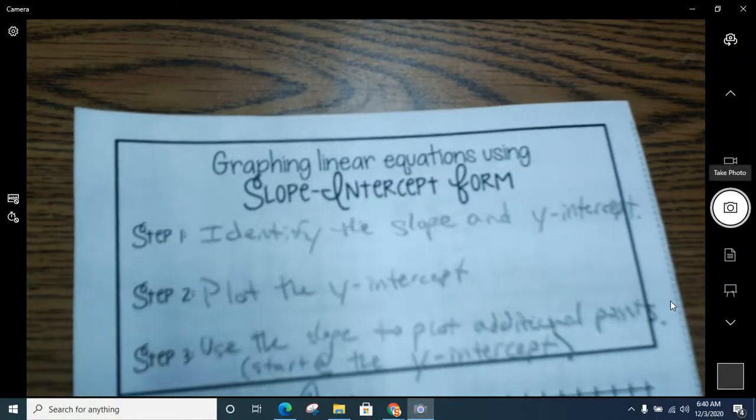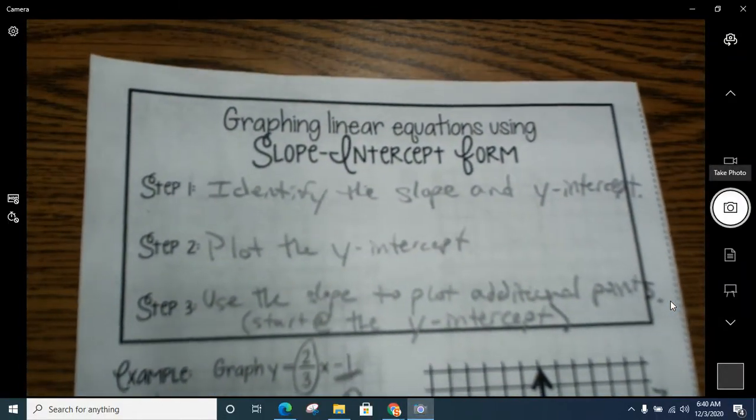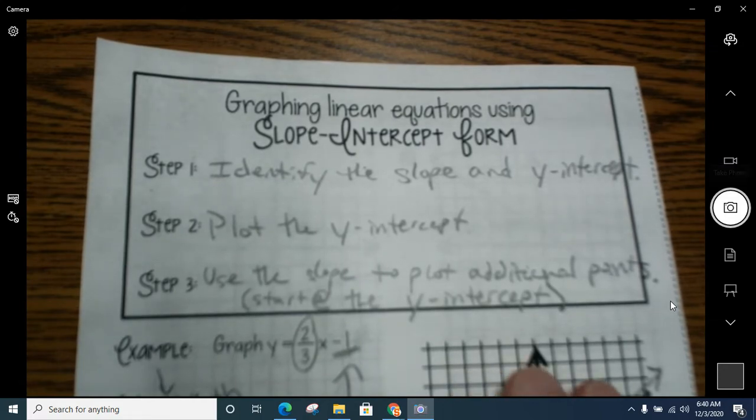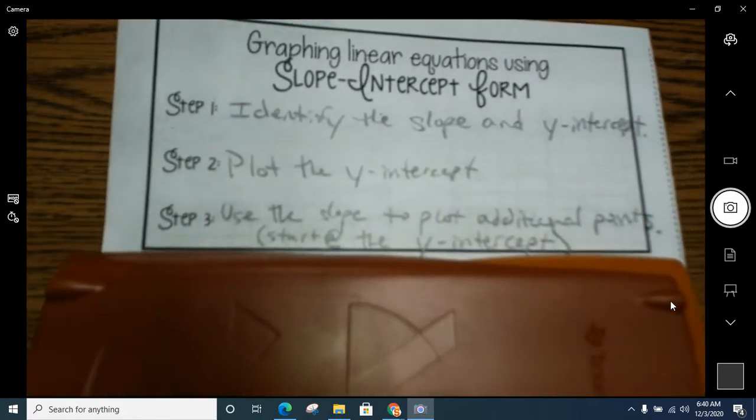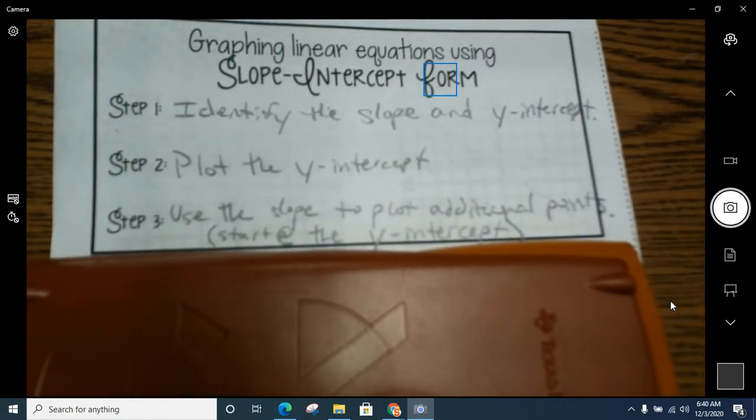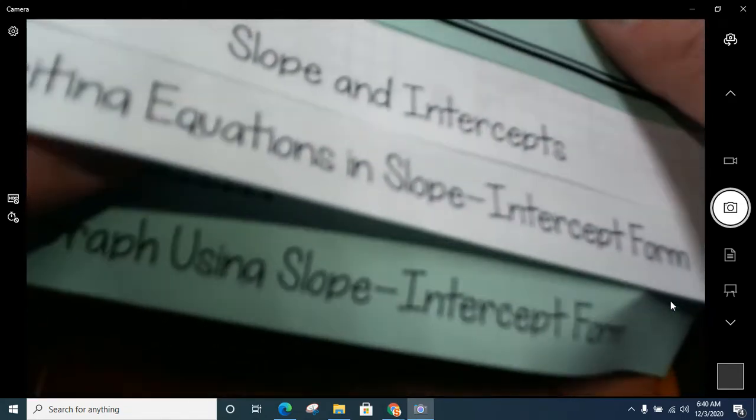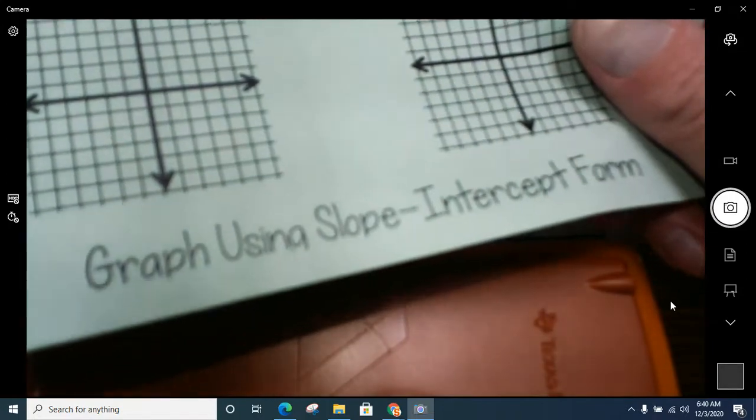All right, jumping in the mix here, guys. I got your notes here, your step-by-step, trying to complete our last page of notes. So you should have had this guy, and you're flipping to that last page, graph using slope-intercept form.